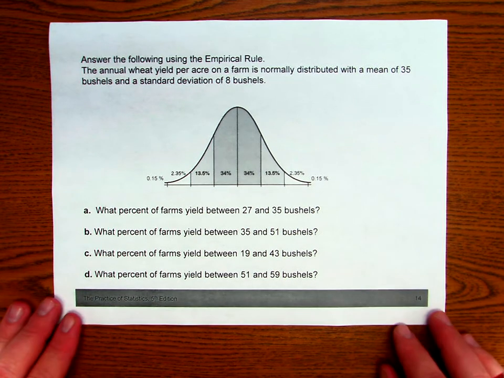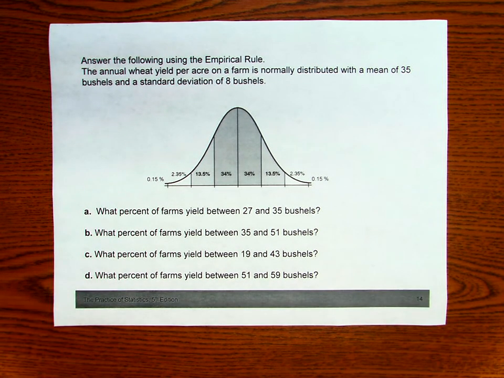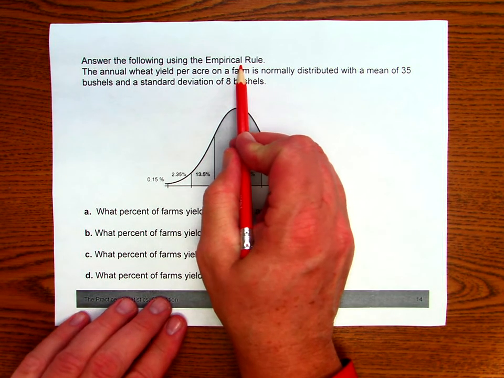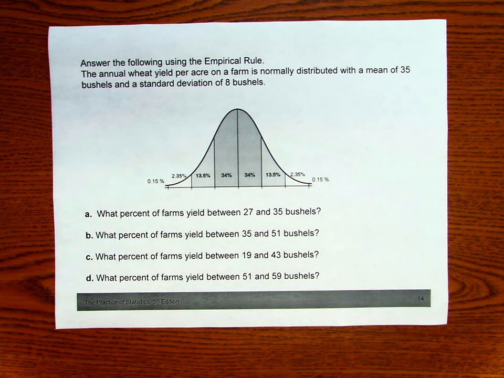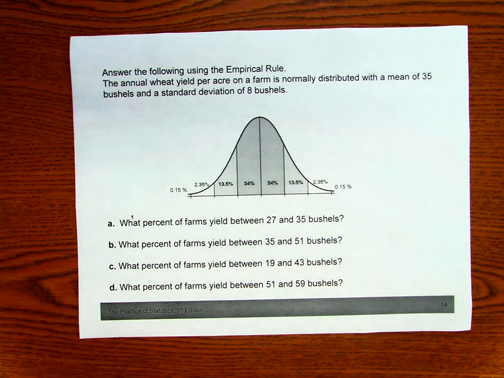All right, finish up with a specific example here that ties some of this stuff together. We're going to answer the following questions using the empirical rule, which is also known as the 68-95-99.7 rule. And we're going to do this in a situation where the annual wheat yield per acre on a farm is normally distributed with a mean of 35 bushels and a standard deviation of 8 bushels.